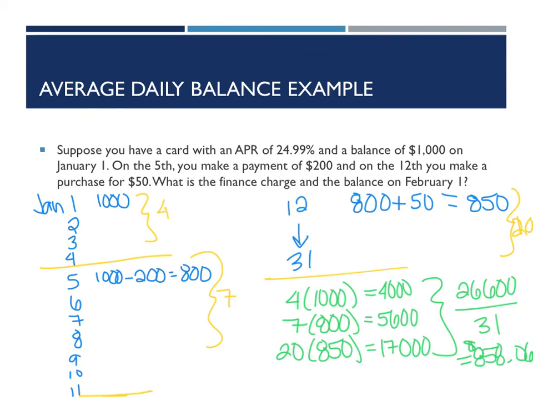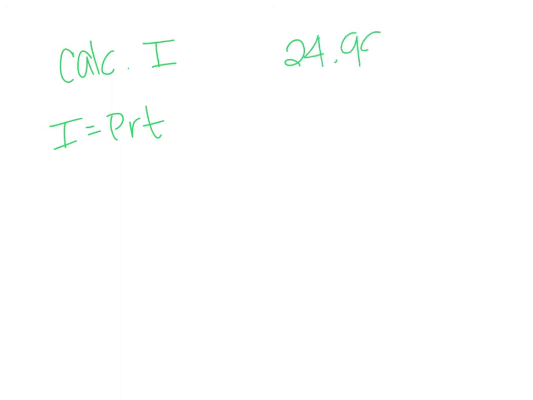Now we need to finish the problem: what is the finance charge going to be for that? If I'm looking at my finance charge, then I need to calculate the interest on the 858.06. So I equals PRT. And remember, just as a reminder, our rate here is 24.99%.